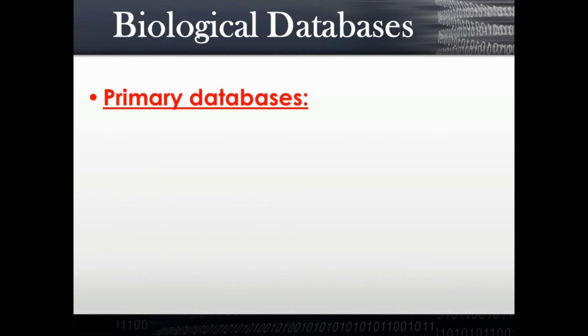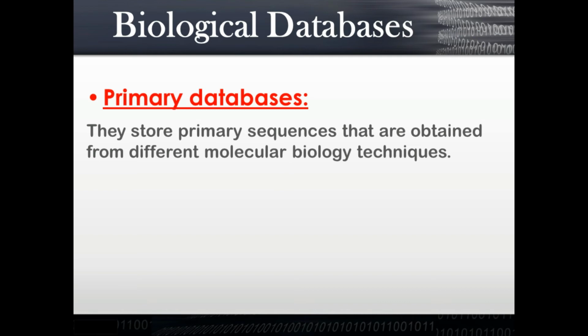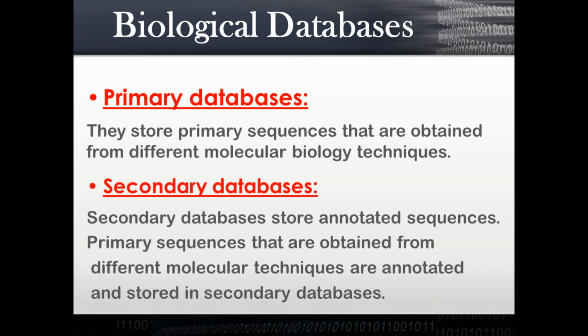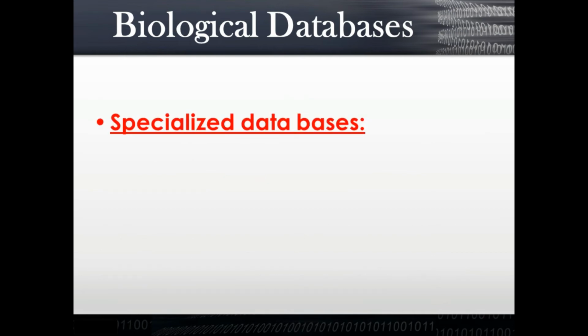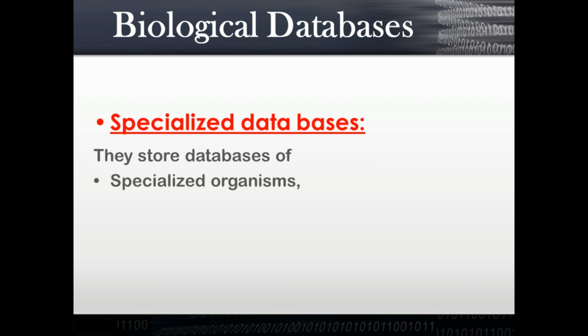Primary databases store primary sequences that are obtained from different molecular biology techniques. Secondary databases store annotated sequences. Primary sequences that are obtained from different molecular techniques are annotated and stored in secondary databases. Specialized databases store data on specialized organisms or diseases.